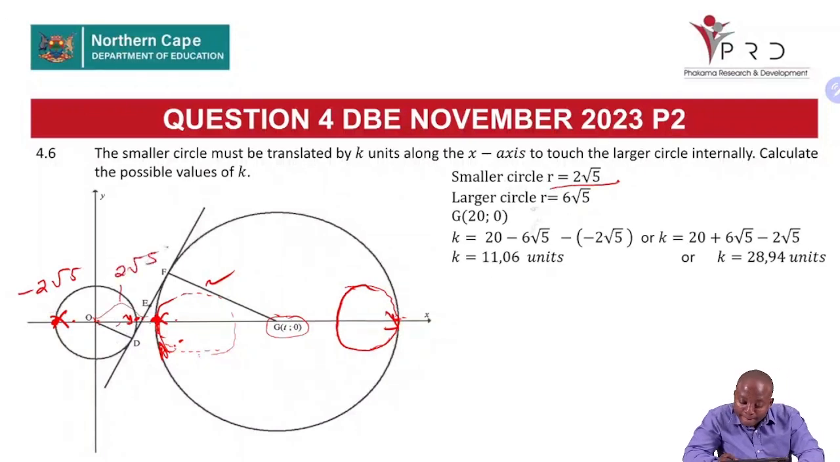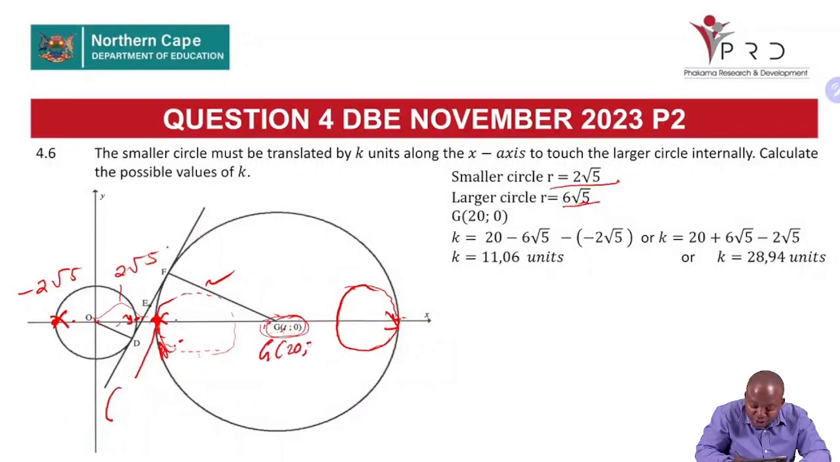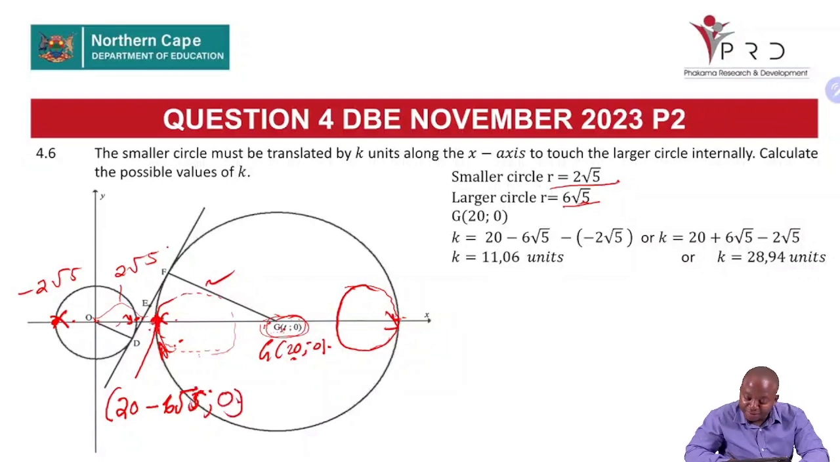Now, the larger circle r. From this value that I have of g, we'll minus the radius to get this first coordinate here. So to find the first x coordinate there, remember our g was 20, 0. So I want to find this coordinate. I will minus the radius on the x-axis here. That means this coordinate is going to be 20 minus the radius of the larger circle, which is 6 root 5. That is the first x coordinate, and the y coordinate is obviously 0. So we have that coordinate.